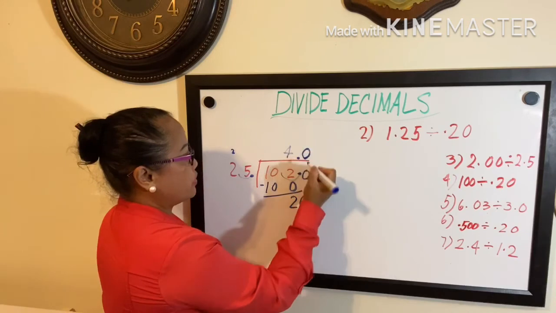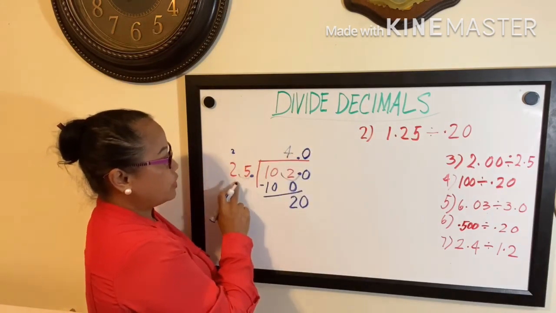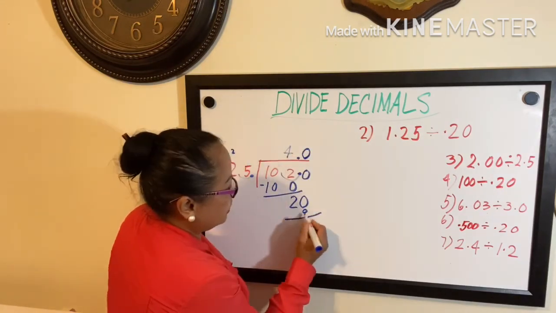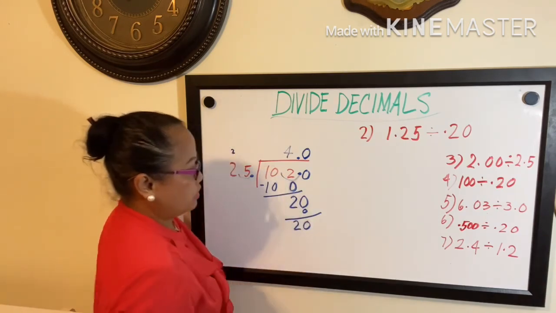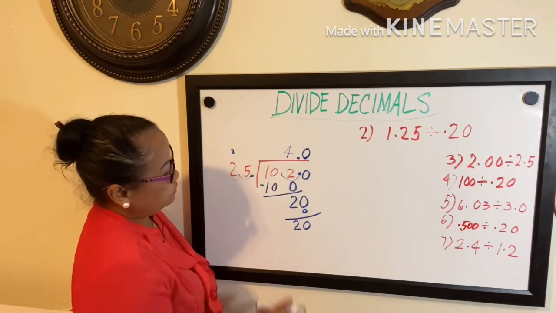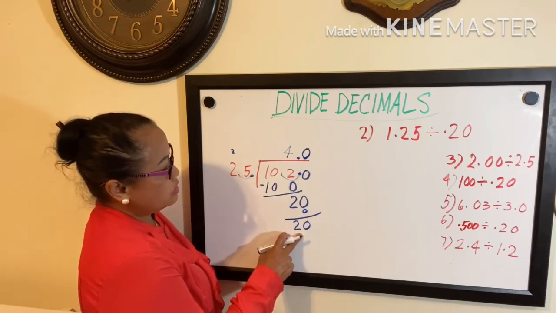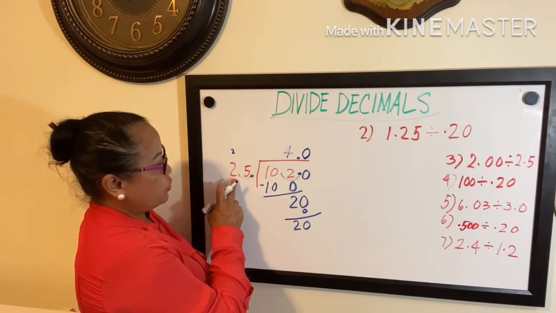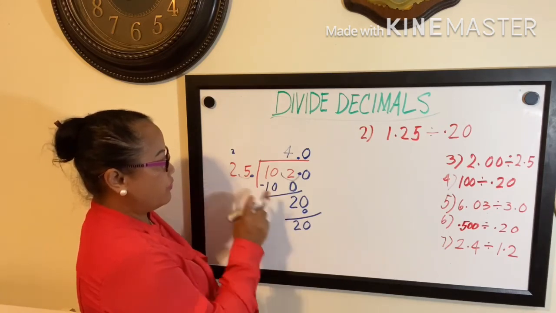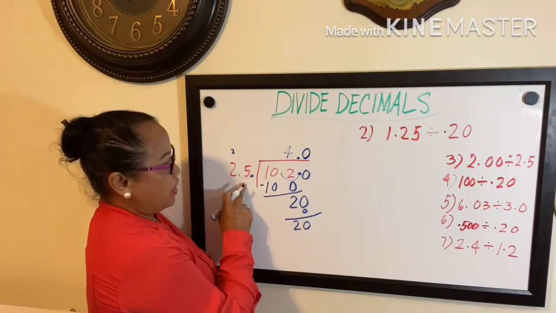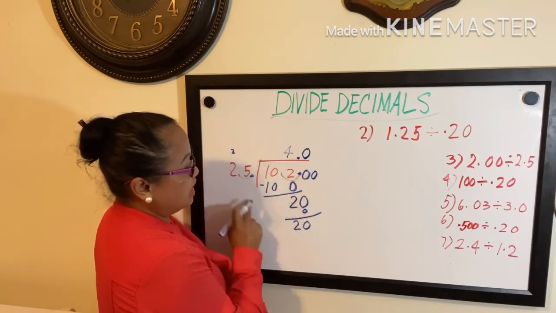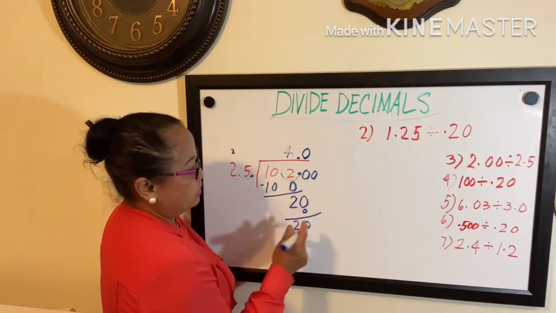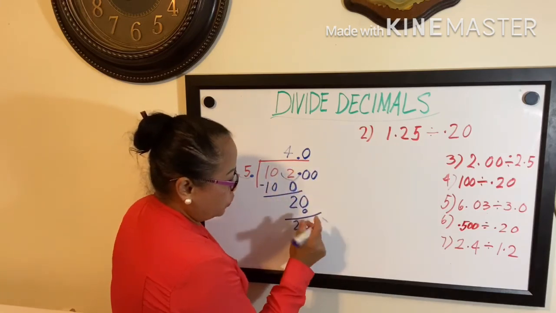I'll put 0 here. Then 0 times 25 is 0. So 20 minus 0 is just 20. Bring down 20. Now, 20, how many 25 goes to 20? Or 20 divided by 25 is 0. So we have to add 0 here because it's none. We cannot divide. And then add 0 and then also bring down here.